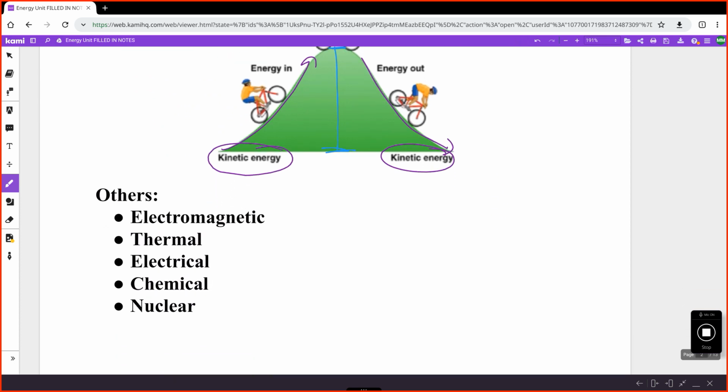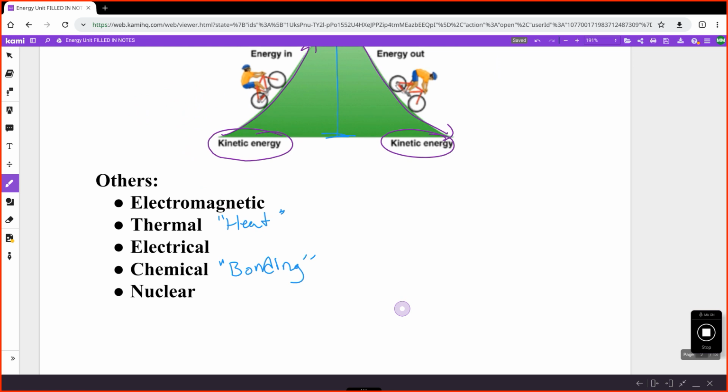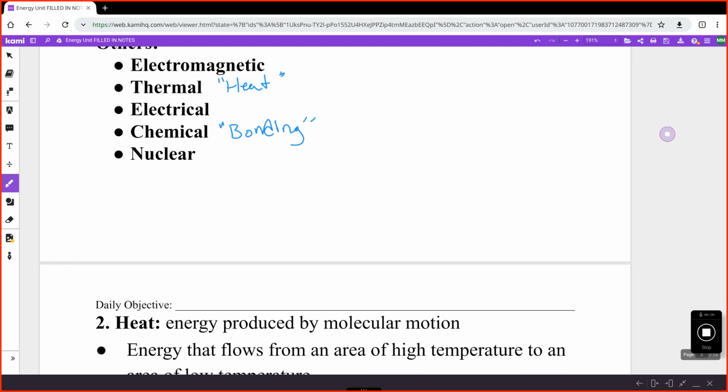And some other types of energy that are discussed: electromagnetic, thermal energy, heat energy, electrical energy. Chemical energy we talked about during bonding. Spent a lot of time talking about how the bonds of a molecule contain chemical energy. And nuclear energy, which we will get to later on down the road, units from now. So those would be an overview.